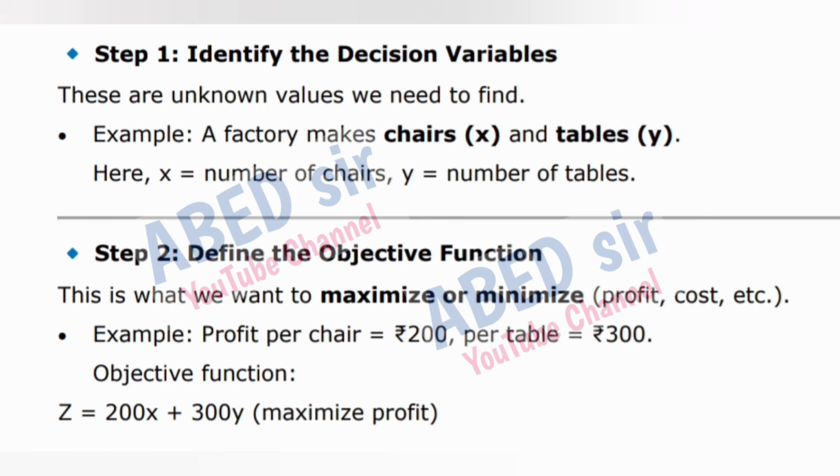Example: a factory makes chairs, x, and tables, y. Here, x is equal to number of chairs, y is equal to number of tables. Step 2. Define the objective function. This is what we want to maximize or minimize: profit, cost, etc. Example: profit per chair is equal to 200 rupees, per table is equal to 300 rupees. Objective function. Z is equal to 200x plus 300y, maximize profit.